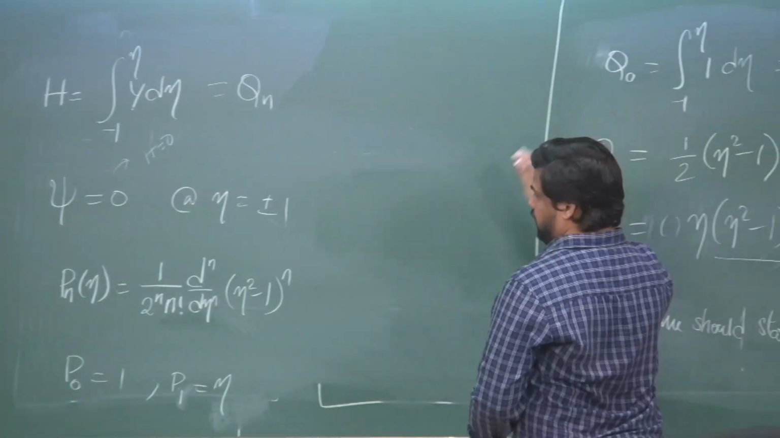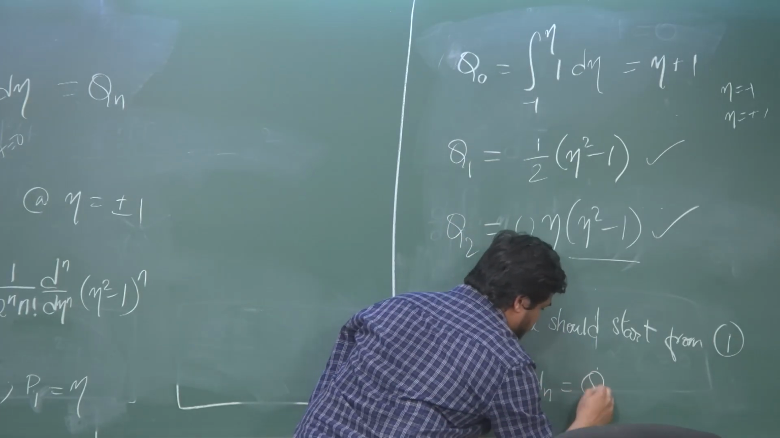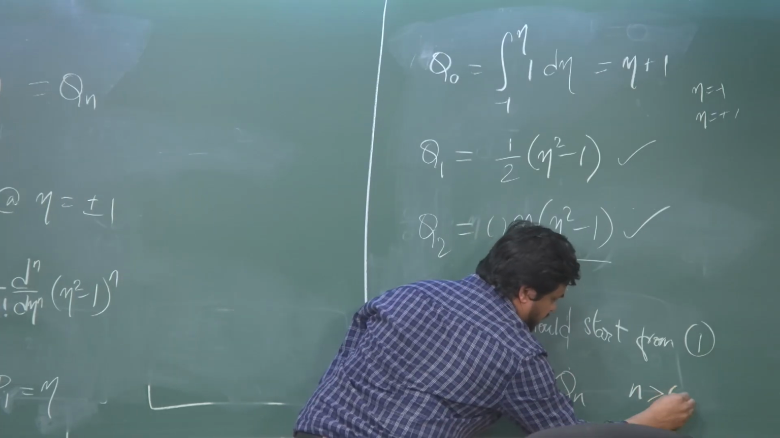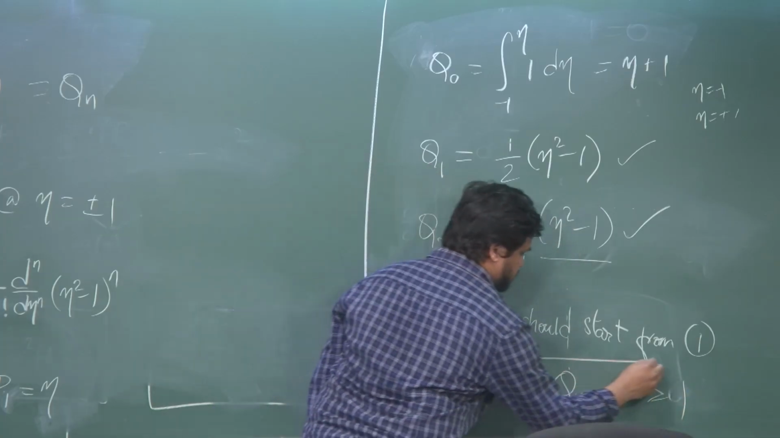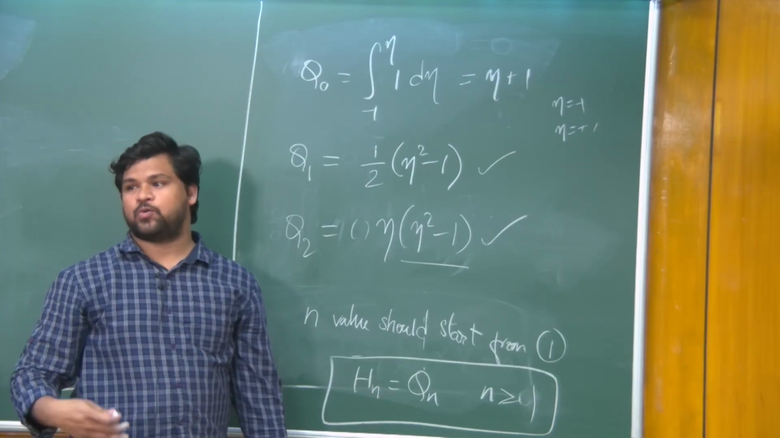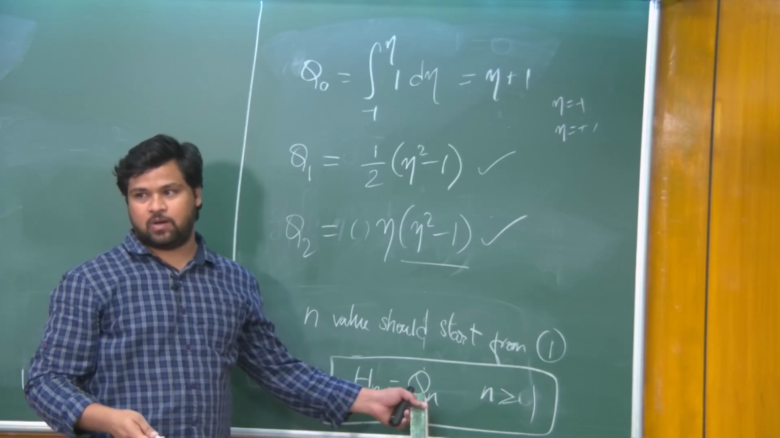So, if you do everything, my solution will be Hn equal to Qn, where n is greater than 0, or n greater than or equal to 1. This you should remember, because n equal to 2, n equal to 3, n equal to 4, all are eigenfunctions of the problem, and we have to consider all of them.